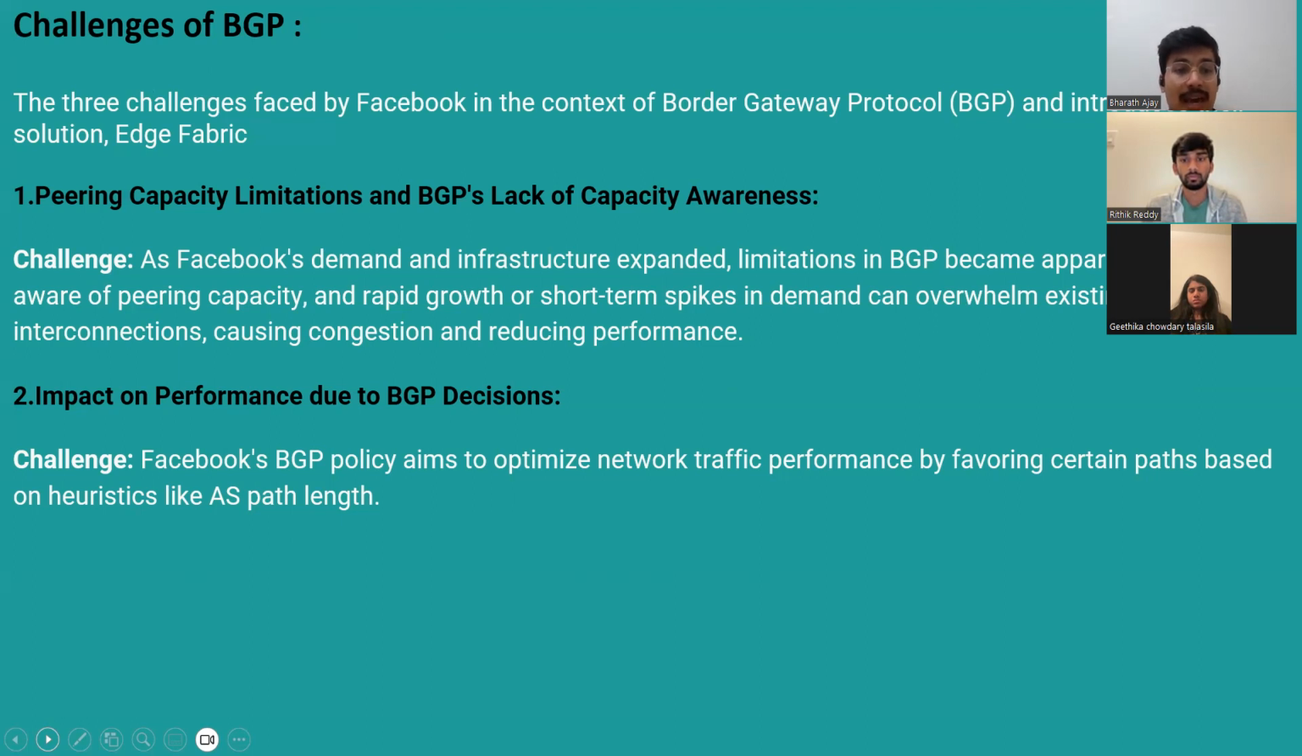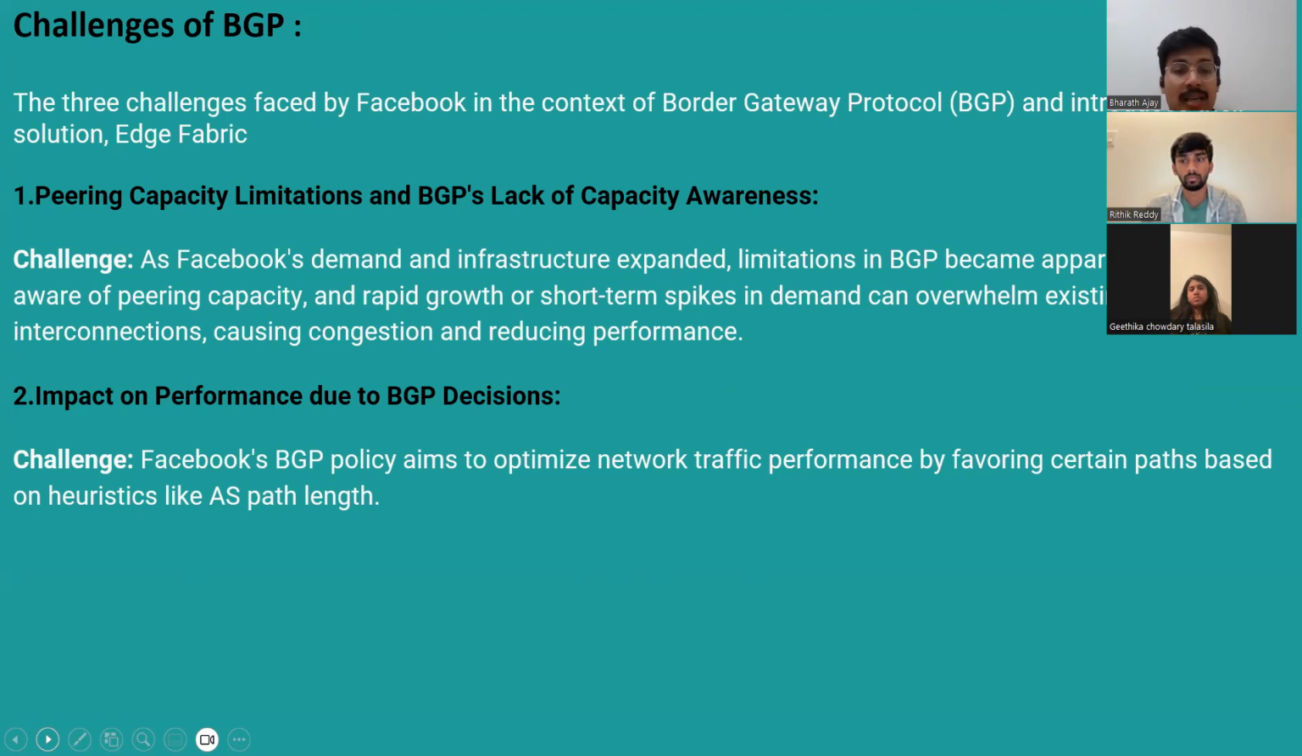Here the solution was that Edge Fabric is introduced as a system to enable capacity-aware egress decisions on top of Border Gateway Protocol. It prevents congestion by dynamically managing the traffic and capacity on egress links.